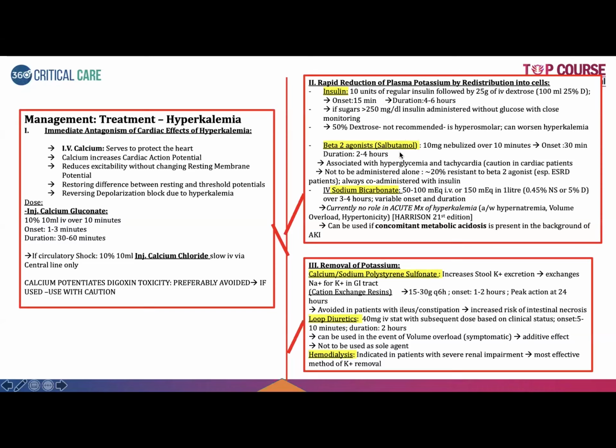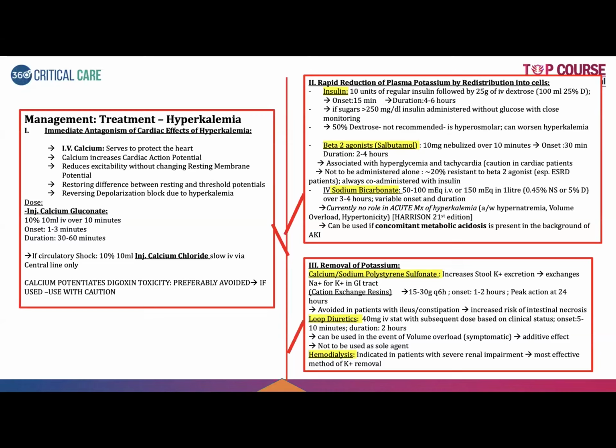Next would be beta 2 agonists like salbutamol. So onset of action is 30 minutes, duration is 2 to 4 hours. Side effects being tachycardia and hyperglycemia. In cardiac patients, you need to be very careful.